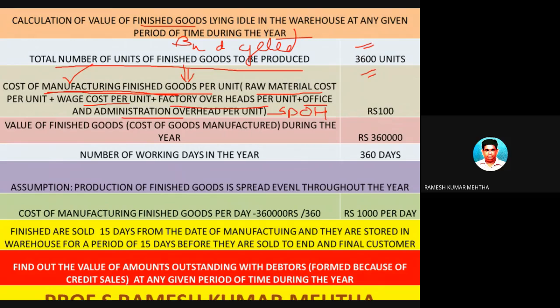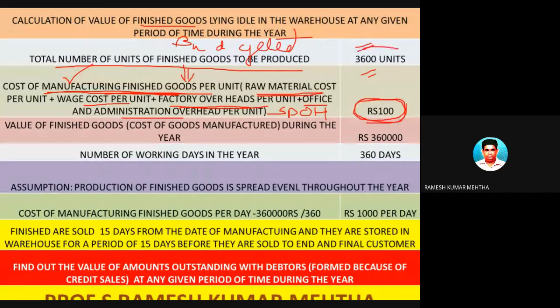Number two, in the cost of manufacturing the finished goods, you have to take the following items: number one, raw material cost per unit; number two, wage cost per unit; number three, factory overheads per unit, and office and administration overheads per unit. This is the cost incurred for manufacturing a single unit of a product.